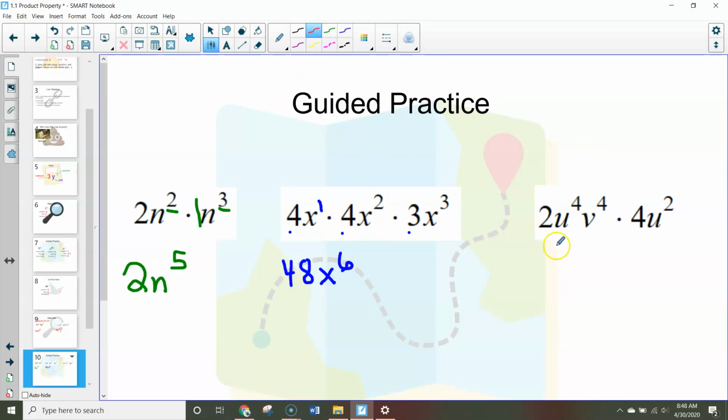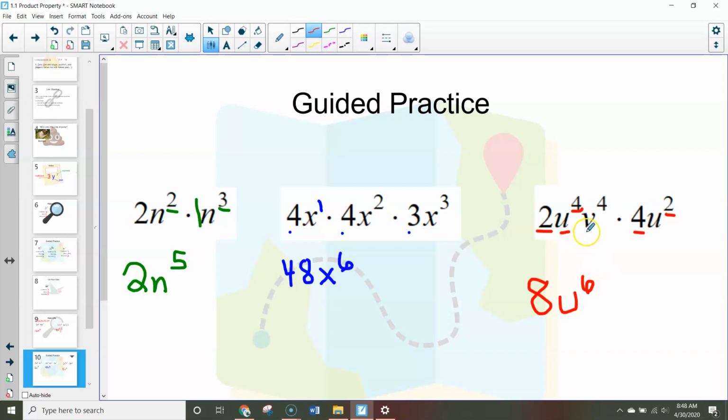Okay, let's do this third one. So I've got 2u to the 4th v to the 4th times 4u to the 2nd. So what do I need to do first? Good, I multiply my coefficients. 2 times 4 gives me 8. And then which variable should I write first? U comes next, so I'm going to write U. So I've got 4 here and 2 here. 4 plus 2 is 6.